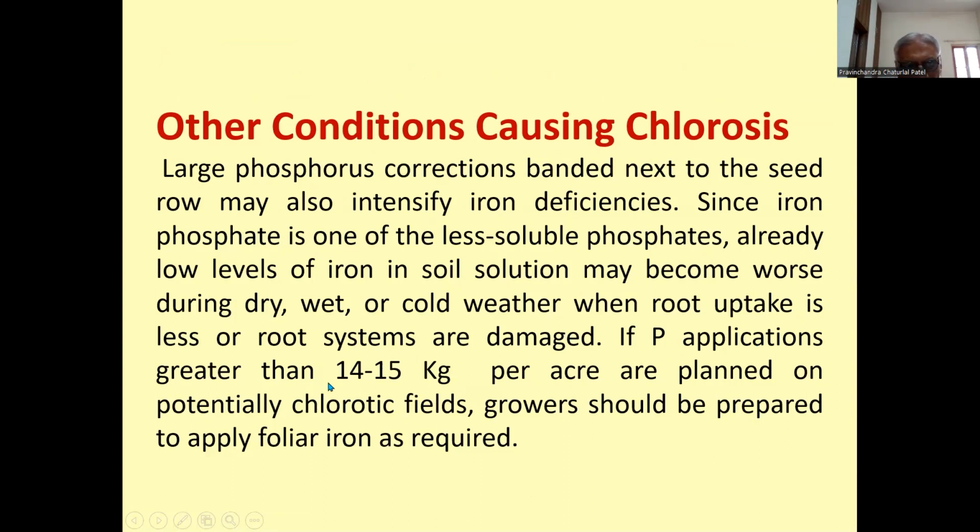If phosphorus applications greater than 14 to 15 kg per acre are planted on a potentially chlorotic field, growers should be prepared to apply foliar iron as required. You know that there is an antagonistic effect between phosphorus and iron. So when we add more phosphorus to the soil, or there is naturally more phosphorus in the soil, there is a possibility of iron deficiency, and for that we have to apply 20 kg ferrous sulfate per hectare to the soil, or a 0.5% foliar spray.